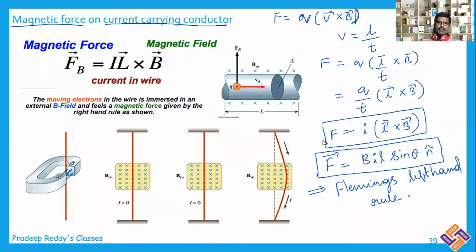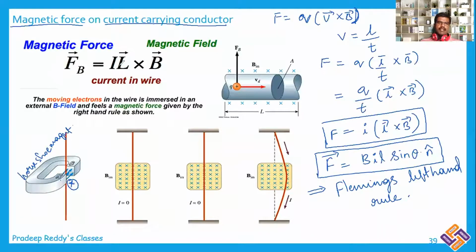Now here you can see a current carrying conductor in which there is some current. Now this current carrying conductor is placed in an external magnetic field. Here it is a horseshoe magnet, with a north pole and a south pole. Magnetic field is into the plane, magnetic field is inside.